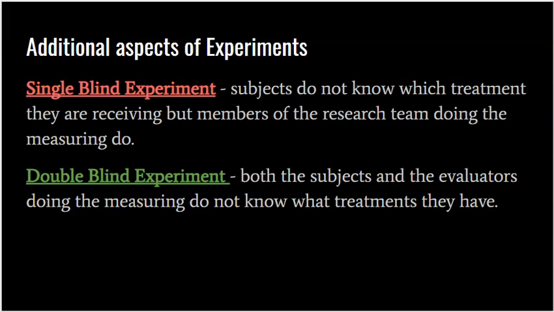A double-blind experiment is where both the subjects and the evaluators doing the measuring do not know what treatments they are given. The idea here is whoever's doing the evaluating should also be blinded. Now, you might think that that's stupid and unnecessary, but I don't want that person to potentially have a reason to lie, right? If I am running the experiment and I really want my explanatory variable to work, and then I end up doing the measuring, I might be biased.